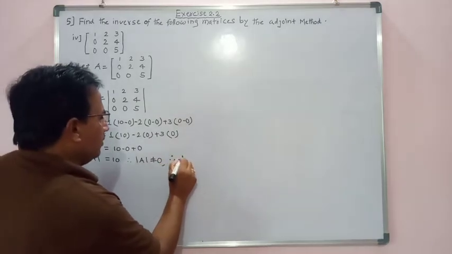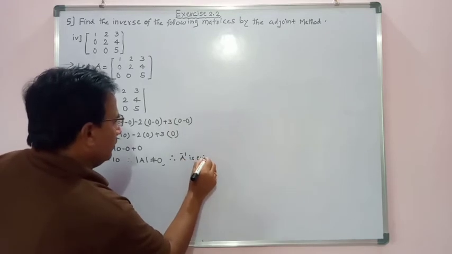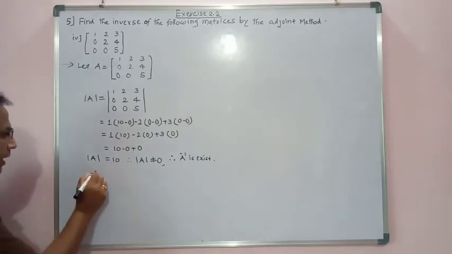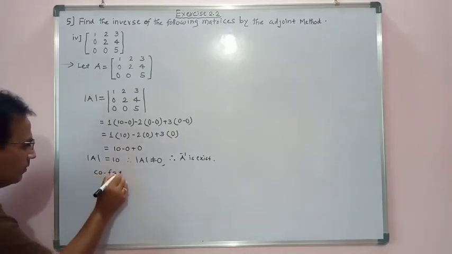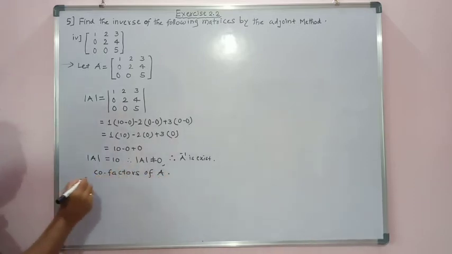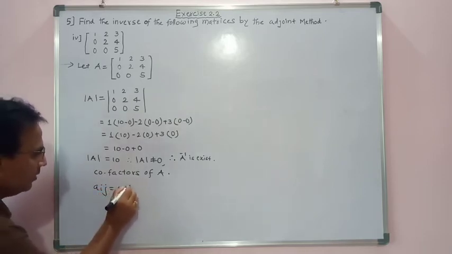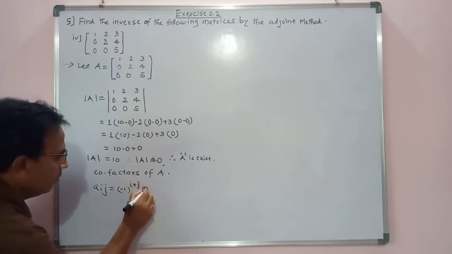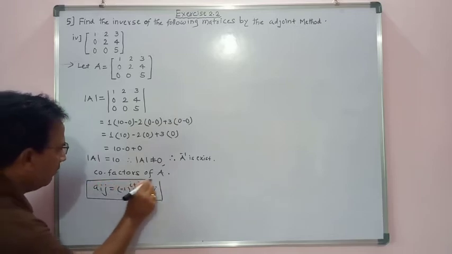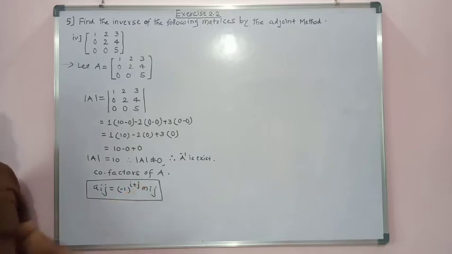Therefore A inverse exists. Find the cofactors of matrix A. We use the formula Aij equal to minus 1 raised to i plus j into Mij. This is the formula of cofactors of a matrix A.